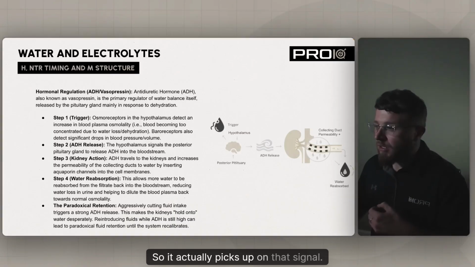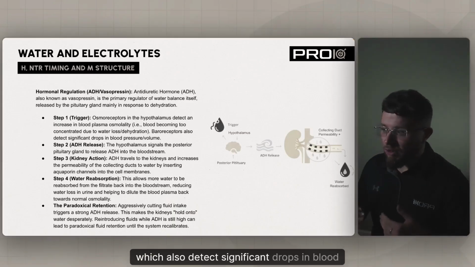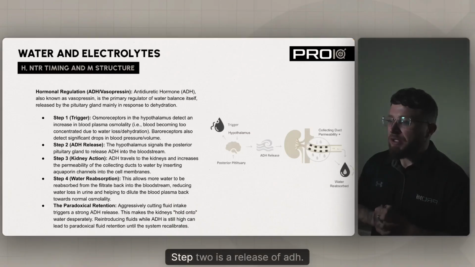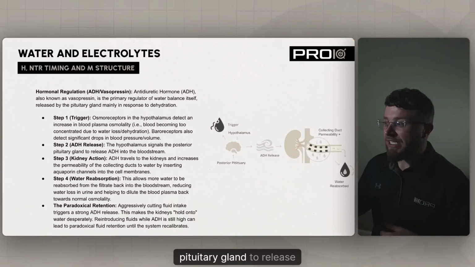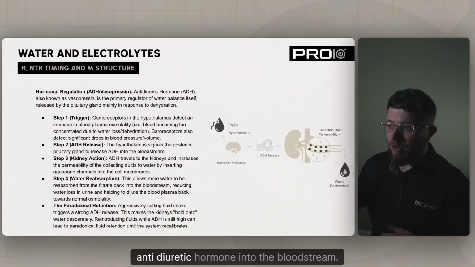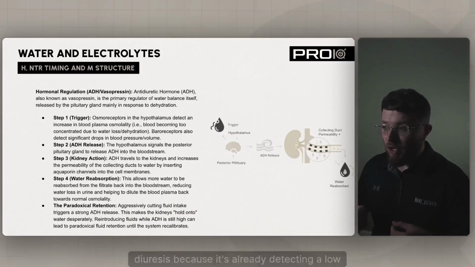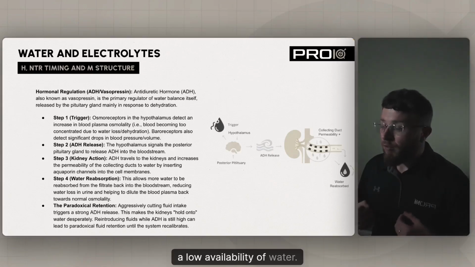So it actually picks up on that signal. Alongside that, we have baroreceptors, which also detect significant drops in blood pressure and volume. So you get the dual pathway of managing that. Step 2 is a release of ADH. The hypothalamus then signals the posterior pituitary gland to release antidiuretic hormone into the bloodstream. So it limits the capacity for the body to drive diuresis because it's already detecting a low availability of fluid, a low availability of water.